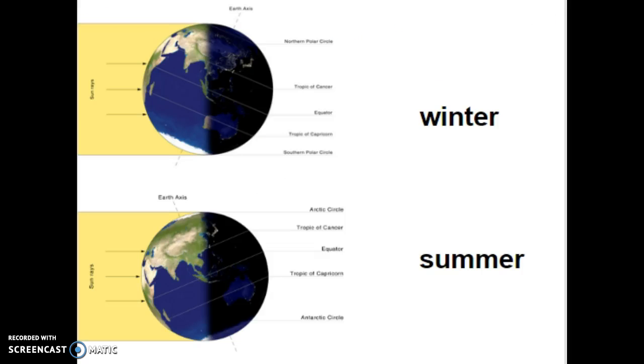So in the positions of the winter and the summer solstice, when we refer in this class to seasons, we will always talk about or refer to the season that it is in the northern hemisphere, because that is where we live.